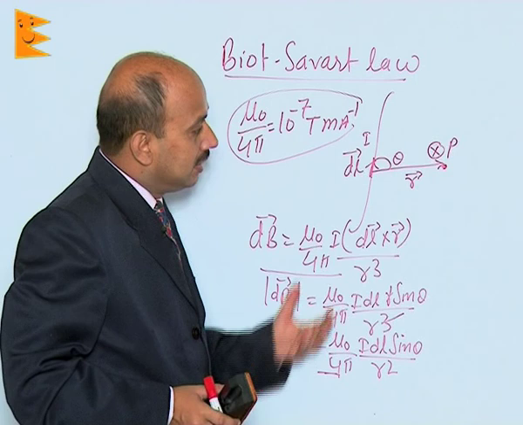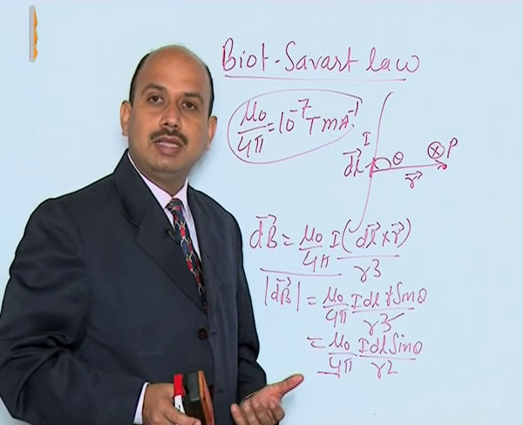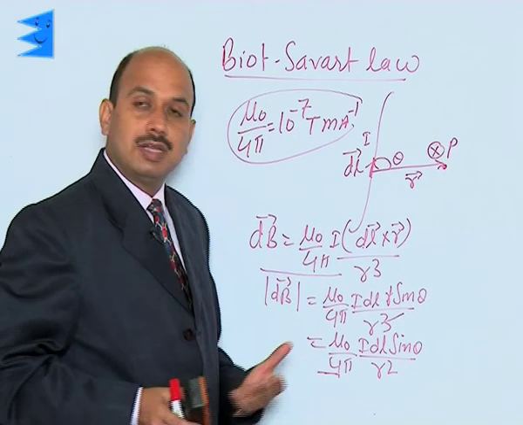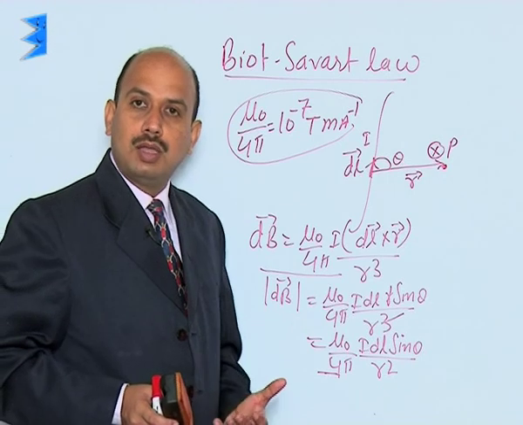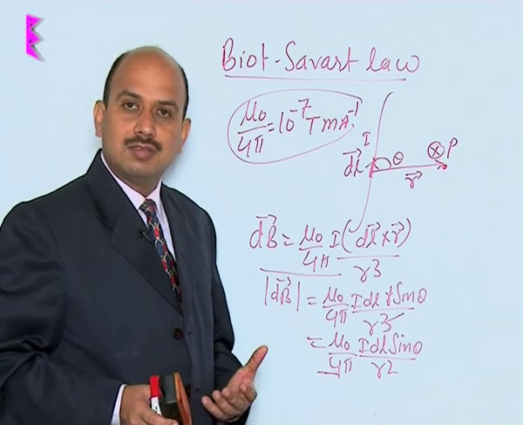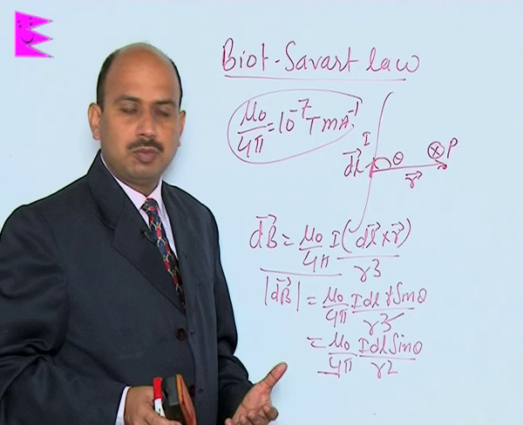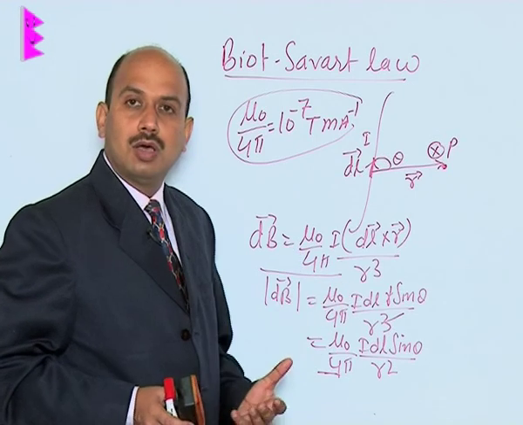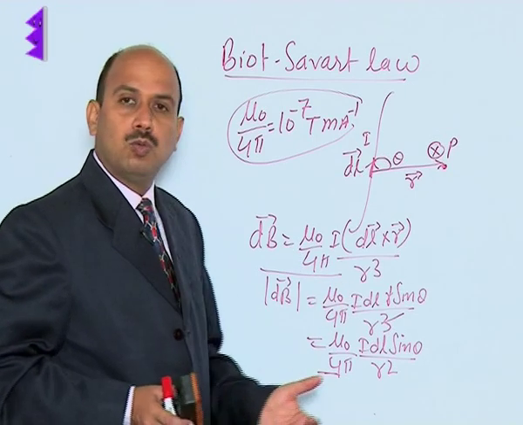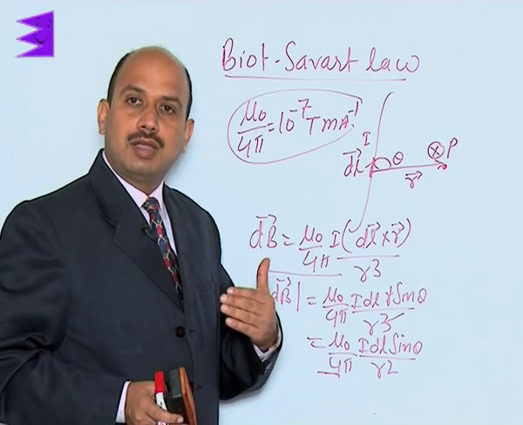Now this law we can use to calculate the magnetic field due to a straight conductor, due to a circular coil at a point on the axis, or different types of shapes where we can apply this Biot-Savart law. And this is actually something similar to Coulomb's law for the electrostatic force.